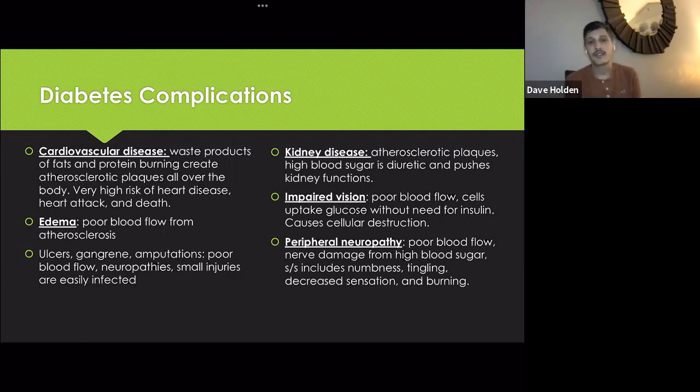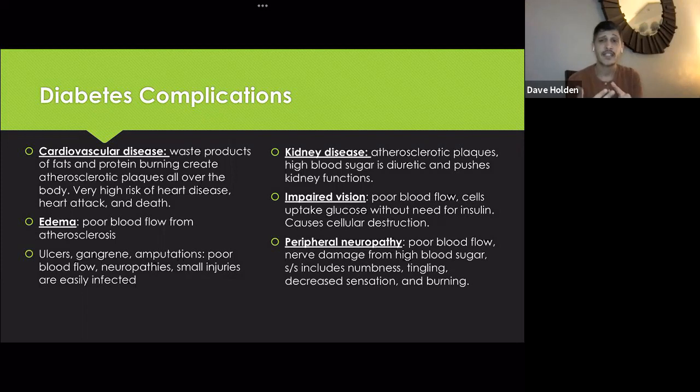So as the atherosclerotic plaques start to accumulate in the blood, high blood sugar is diuretic. So we start overworking the kidneys, pumping out a lot more fluid. And so it starts to push the kidney function. We're pushing more urine, and the urine or the blood that we're filtering to make that urine is full of fat, so it starts to gum up the works.